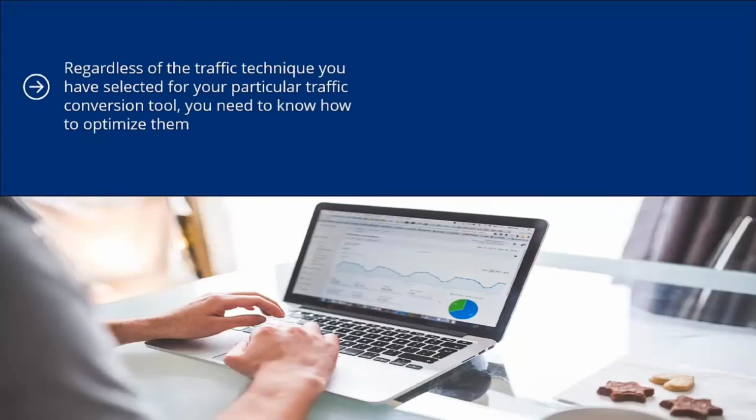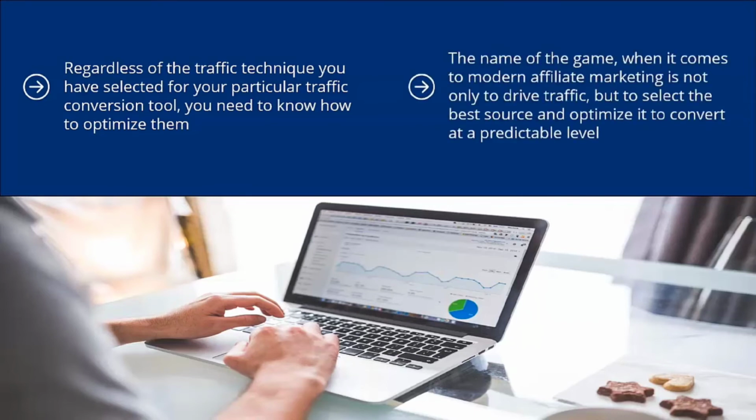Traffic optimization strategies. Regardless of the traffic technique you have selected for your particular traffic conversion tool, you need to know how to optimize them. You can't just set them up and forget them. That is a surefire way to get mediocre results, assuming you get any results at all. You have to optimize. The name of the game when it comes to modern affiliate marketing is not only to drive traffic, but to select the best source and optimize it to convert it at a predictable level. If you're not doing this, you're playing the game to lose.